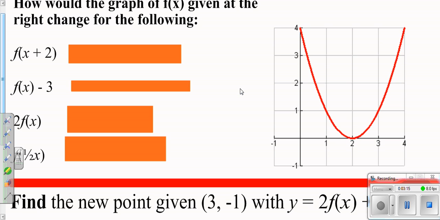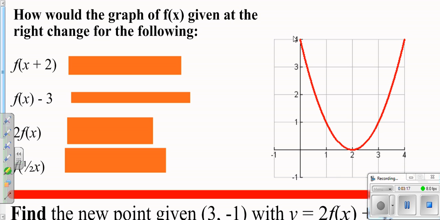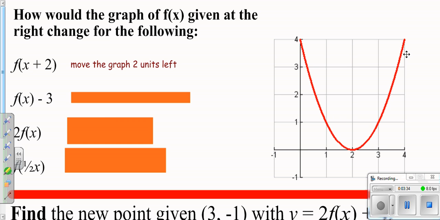So, thinking of this right here, we have our parabola. What would a plus 2 do to this graph? Well, that plus 2 is hanging out with the x's, so that means we're going to move everything in the horizontal direction. And remember, hanging out with the x's is always the opposite of what you would think, so it's going to be 2 units to the left. So it's going to take this red graph and move everything 2 units to the left.